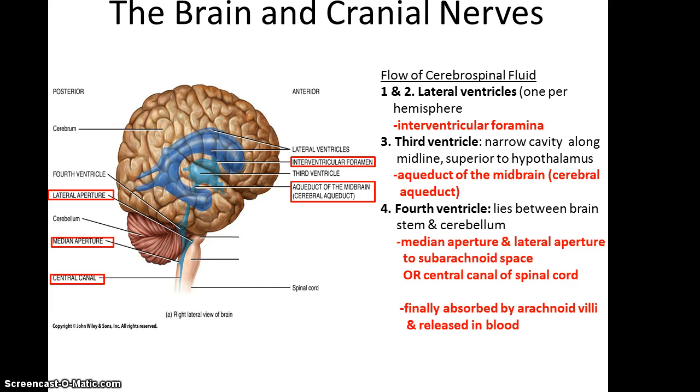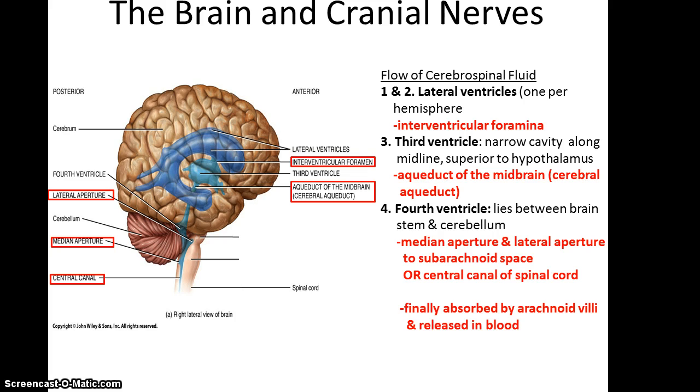And then finally, from the fourth ventricle, cerebrospinal fluid can escape through the median aperture and lateral aperture to enter the subarachnoid space and go around the brain, or it can enter the central canal of the spinal cord and then flow down and around the spinal cord itself.